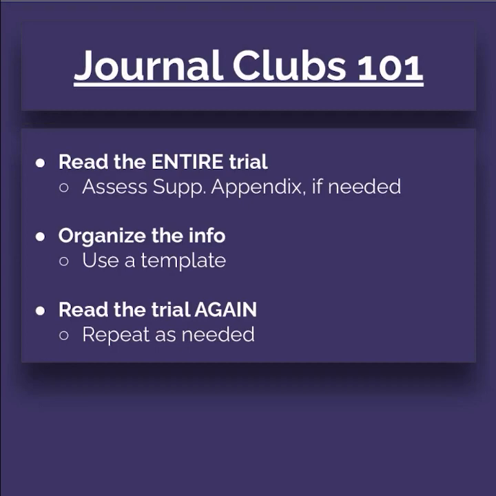The supplementary appendix is a great resource that often gets missed, but oftentimes it has clarifying information on study design and specific outcome data not reported in the formal trial article. As I'm going through the trial the first time, I like to organize the information using a template to make sure I catch all the vital information. And then I just keep rereading it until I feel confident in my own understanding of the trial.